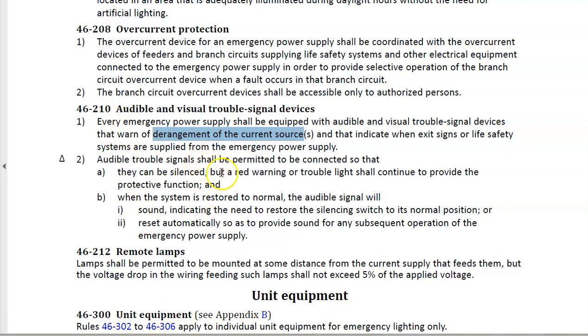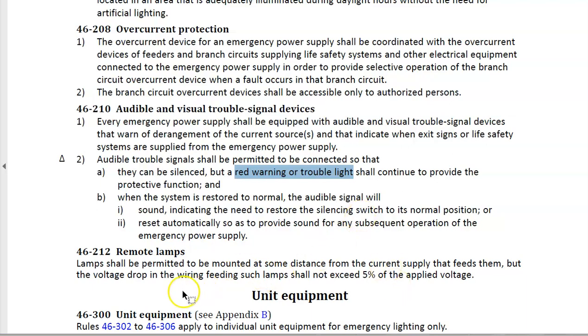Audible trouble signals shall be permitted to be connected, so you're allowed to have horns and buzzers and stuff, but they can be silenced, but you can never get rid of the red warning light. And whenever a system is restored to normal, the audible signal will sound once again, indicating the need to restore the silencing system to its normal position. So if you've got a silencing switch, that silencing switch is going to stay beeping until you put it back to its regular position. Or it can just reset automatically.